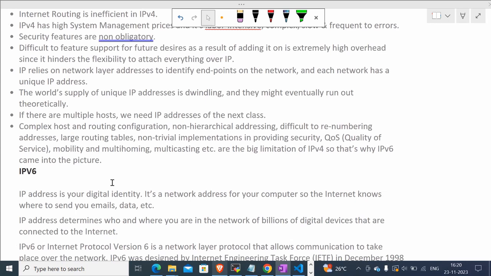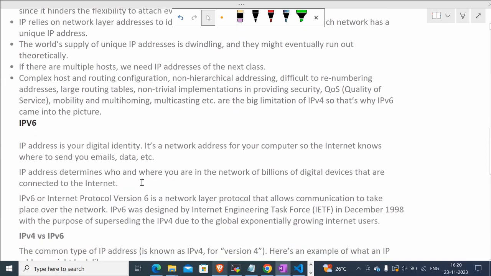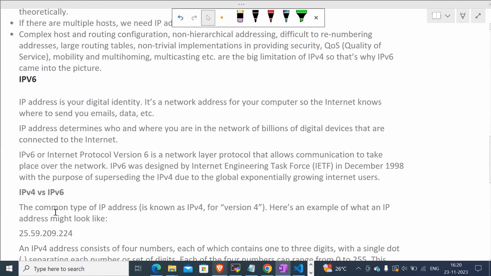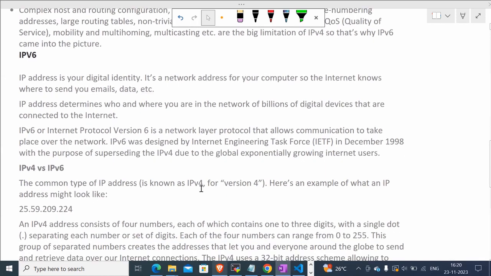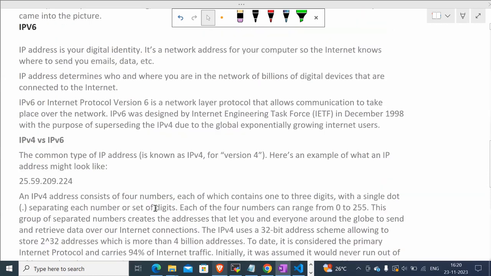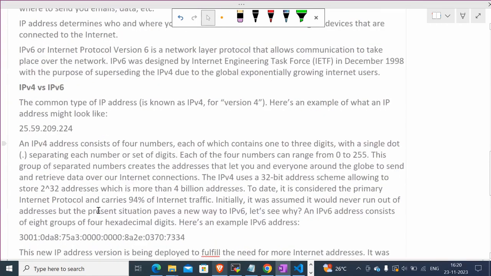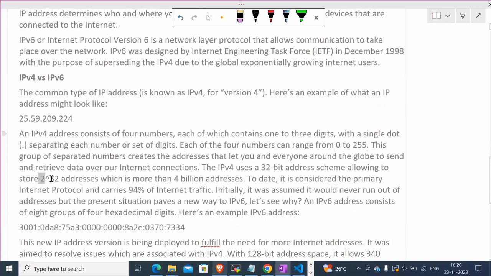An IP address is your digital identity. It is the network address for your computer, so that the internet knows where to send you mail, data, etc. The common IP address is known as IPv4. Here is an example: an IPv4 address consists of 4 numbers, each separated by dots. But the problem was 2 to the power of 32 addresses, which is more than 4 billion.